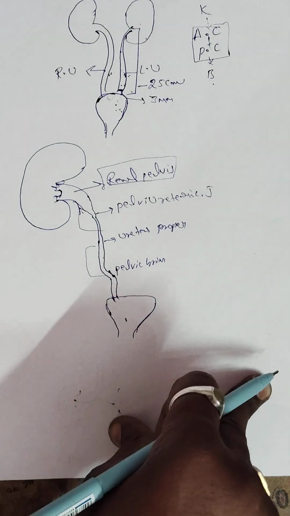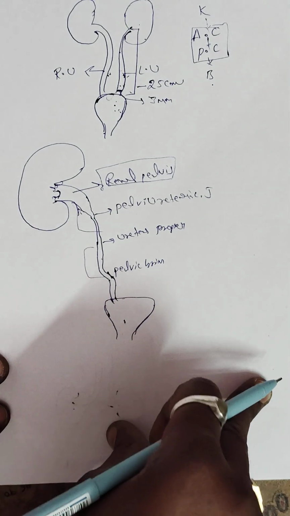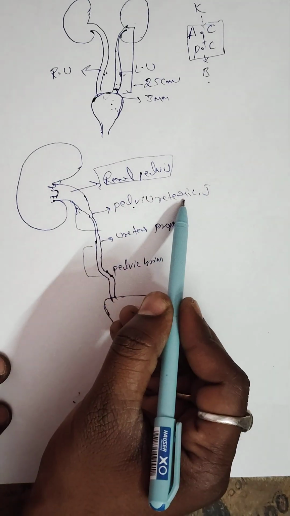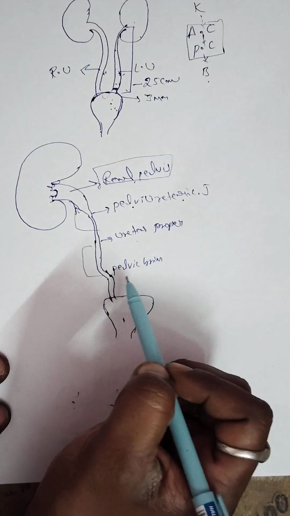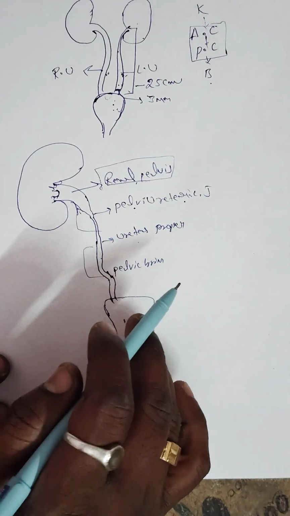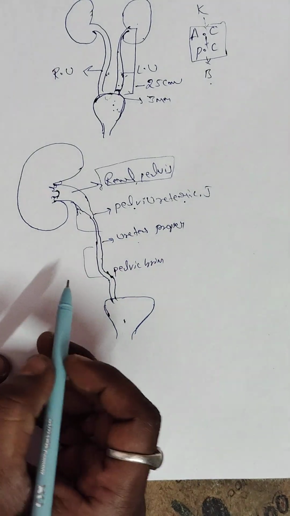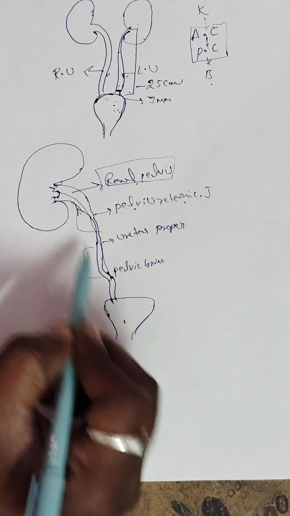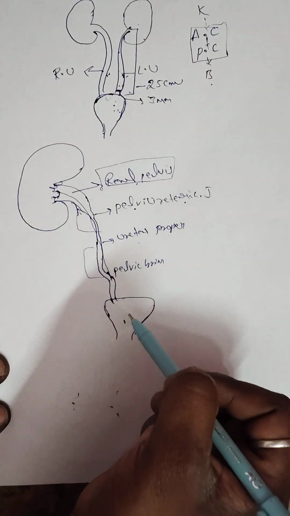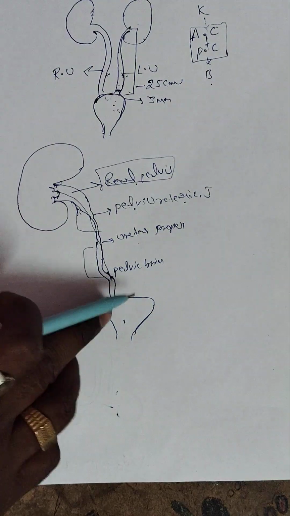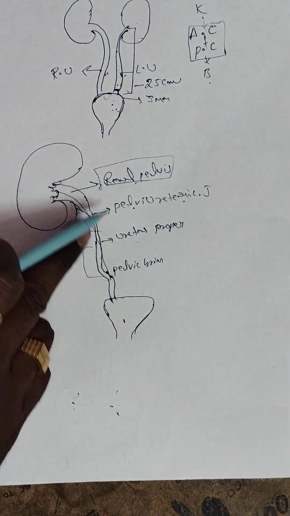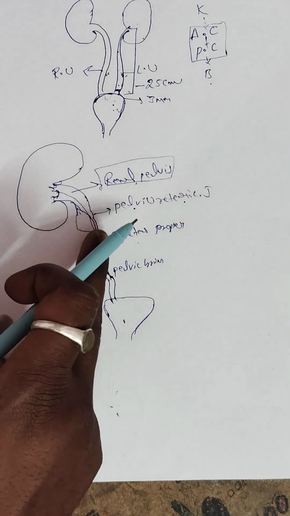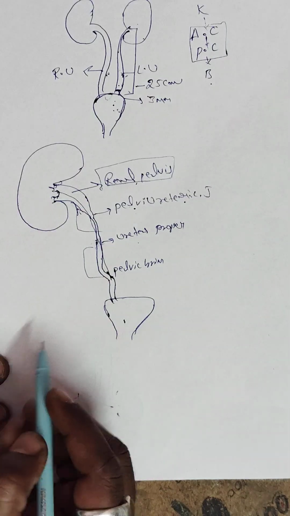The ureter is made up of different parts. What are these parts? Pelvic ureteric junction, renal pelvis, ureter proper, pelvic brim, and attachment to the bladder. Urine is transferred like this in one direction only, not in two directions. Urine does not come back from the bladder to the kidneys. Only one-way direction occurs. That is a special character of the ureters.